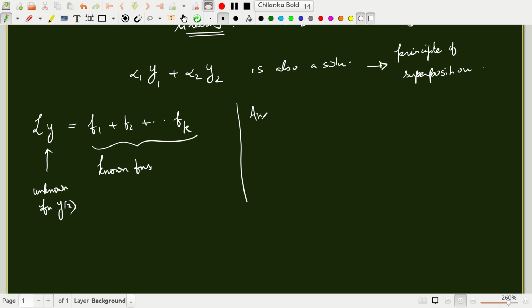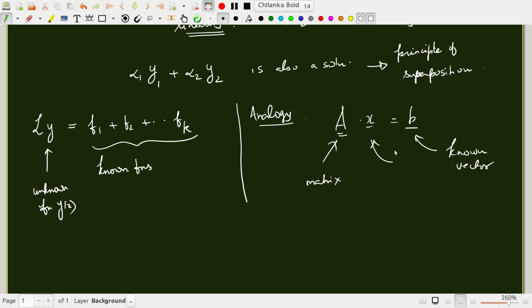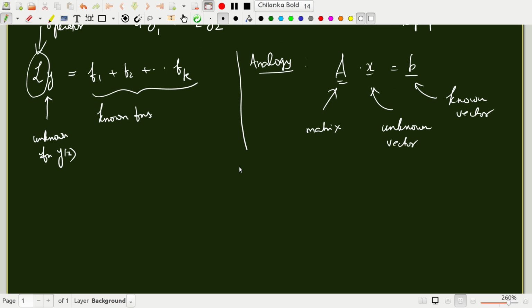In analogy, you should recall the linear system Ax equal to b, a system of linear equations. This is a known or given vector, this is a matrix, and this is the unknown solution vector. In a very similar manner, you could think of this as the linear operator, y as the unknown function, and these are a bunch of known functions. That is the analogy that you should have in mind.